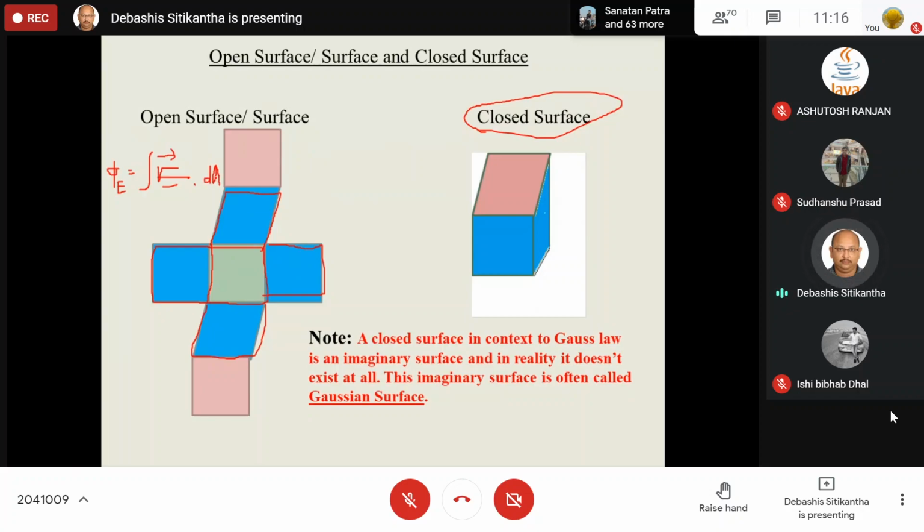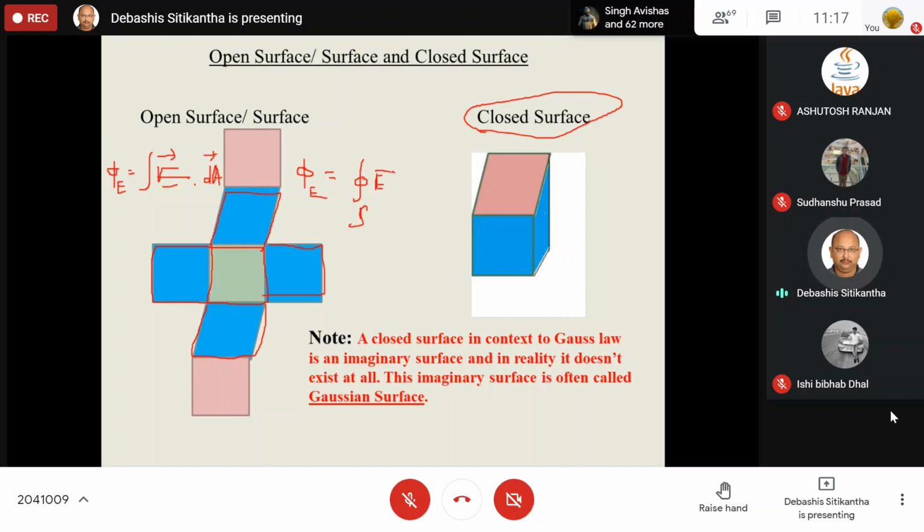But when we are dealing with a closed surface, then obviously there is a little change in the expression, and the expression is slightly modified. In place of a simple integration sign, we are going to use the closed surface integral. So this closed surface integral will look something like this. This is how a closed surface integral is going to look. So this is a little bit modified.